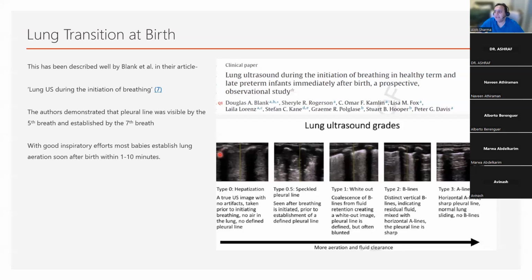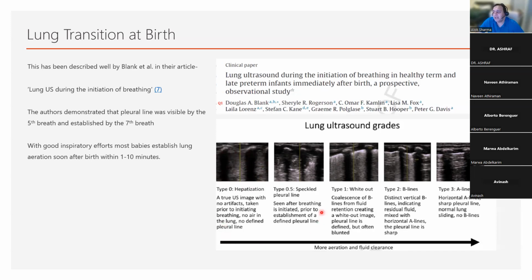So no air means no pleural line because no air is entering the lung. No air means no A lines, which means lungs that are completely collapsed and consolidated because the alveoli are full of fluid. So you get this kind of hepatized appearance. This is what you would describe as a C profile.